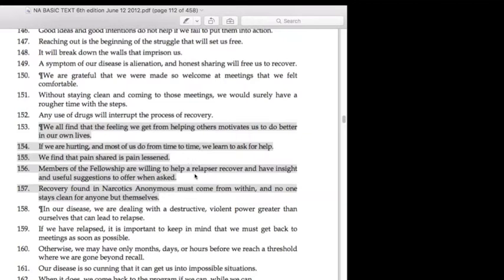156. Members of the fellowship are willing to help a relapser recover and have insight and useful suggestions to offer when asked. 157. Recovery found in Narcotics Anonymous must come from within, and no one stays clean for anyone but themselves.